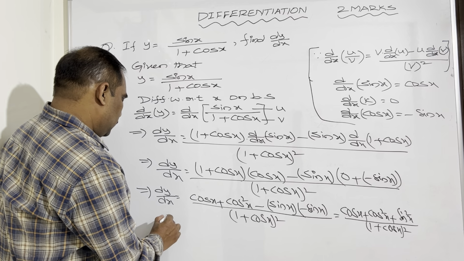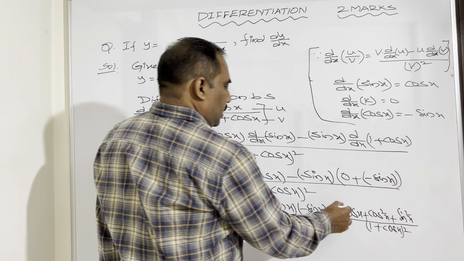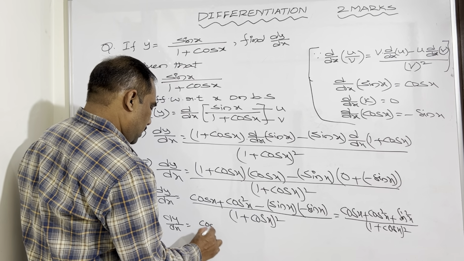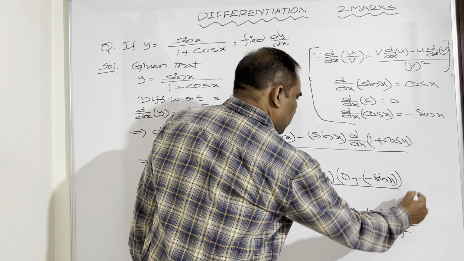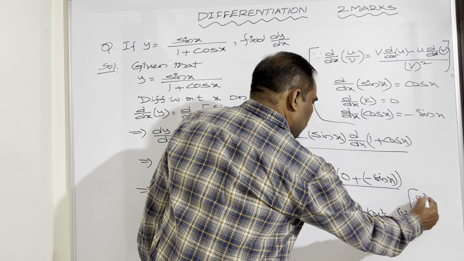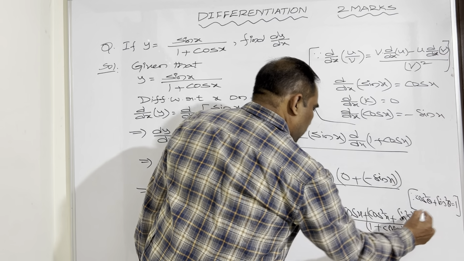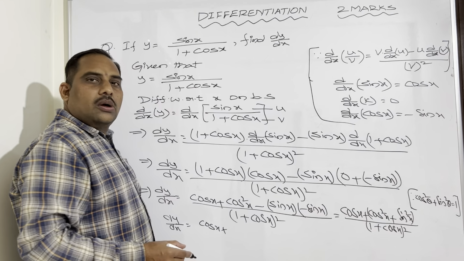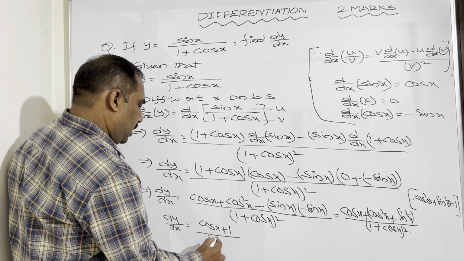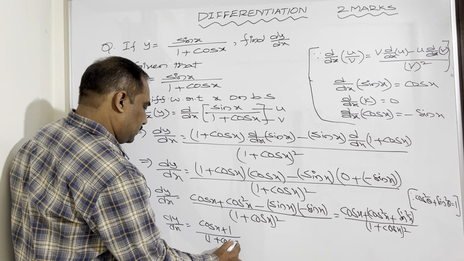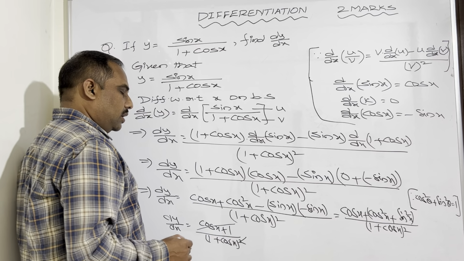See, observe here, dy by dx is equal to cos x plus cos square x plus sin square x. We know that cos square theta plus sin square theta is equal to 1. We have the identity. Like that, cos square x plus sin square x is also 1, whole divided by 1 plus cos x whole square. Now observe here, 1 plus cos x in the numerator and denominator gets cancelled.